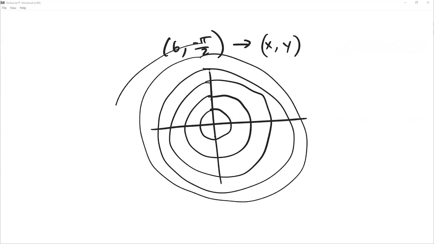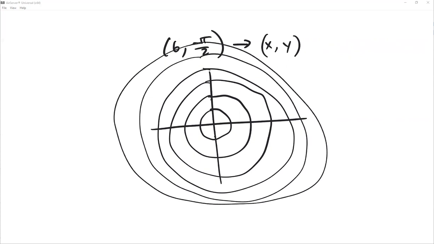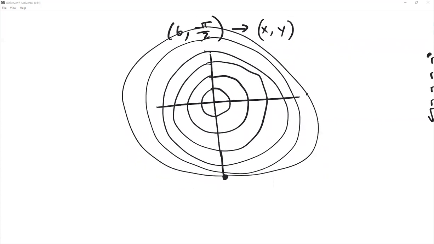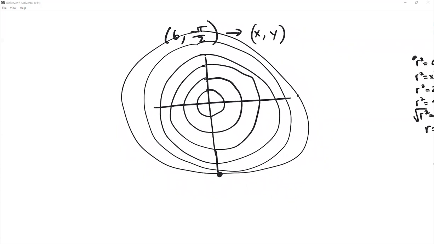All right, 6 and then negative 1/2 pi is here, right? Just by looking at it, what do you think the rectangular coordinate would be? What do you think the rectangular coordinate would be?